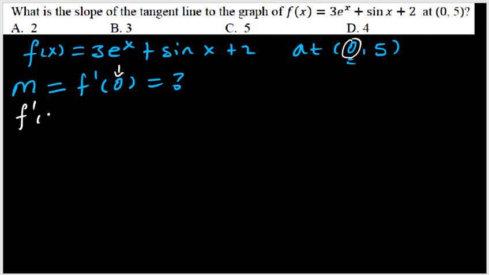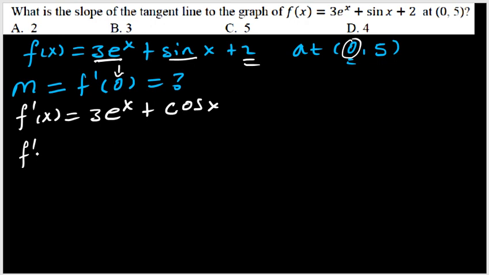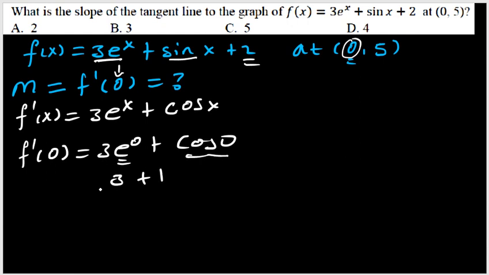Let's derivate it. The first derivative will be 3e the power of x as it is, plus sin x derivative will be cos x. You know, 2 derivative is 0. Now when you substitute 0, 3e the power of 0 plus cosine 0. E the power of 0 is 1, so 3 plus 1 remain. Cosine 0 is also 1. So finally the answer will be 4. That's going to be the slope, D.